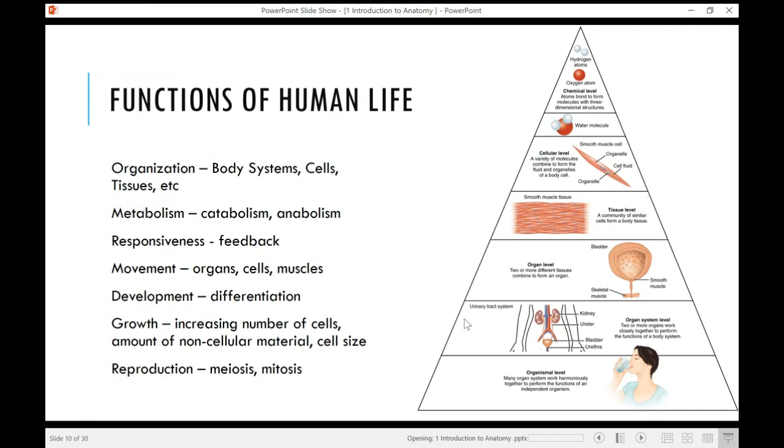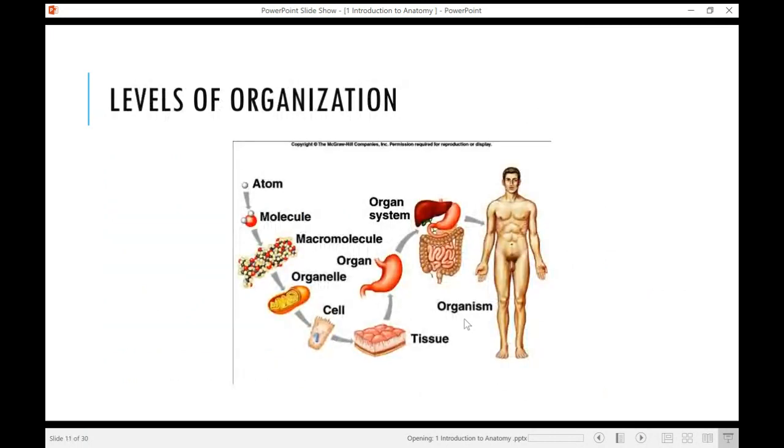And then reproduction. We have to be able to do meiosis and mitosis. Meiosis is what's happening when we get to our sex gametes, which again are those eggs and those sperm. And then mitosis is how we copy and divide into more cells, our somatic cells or our body cells.